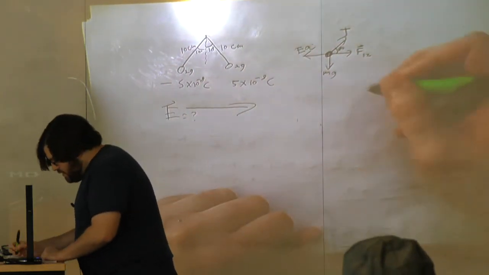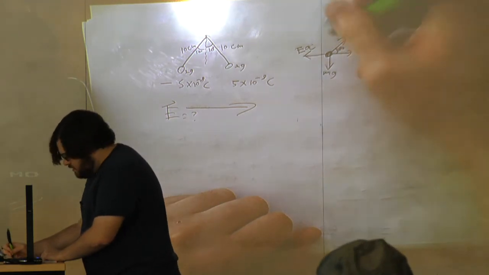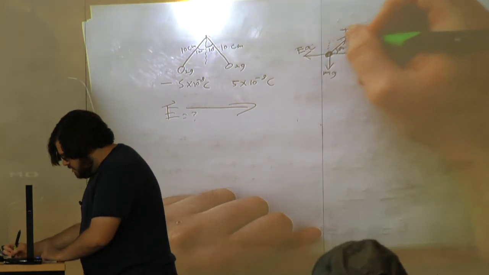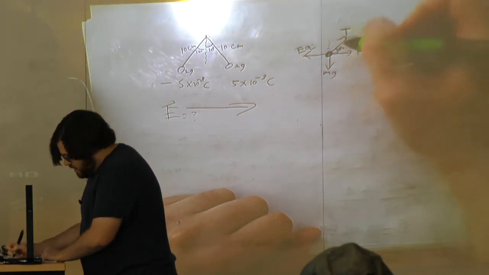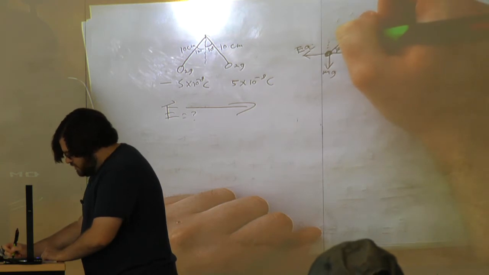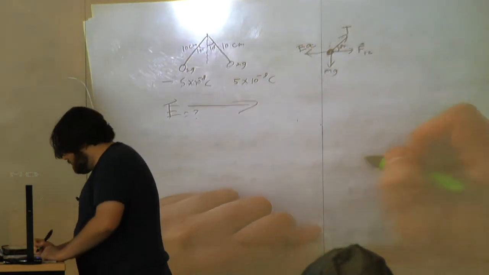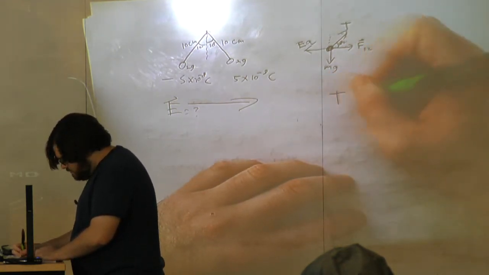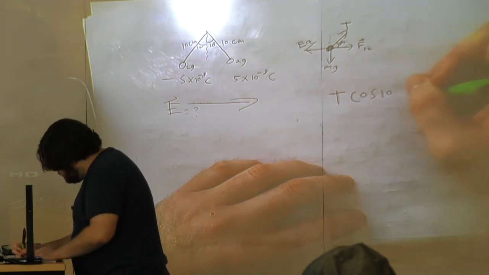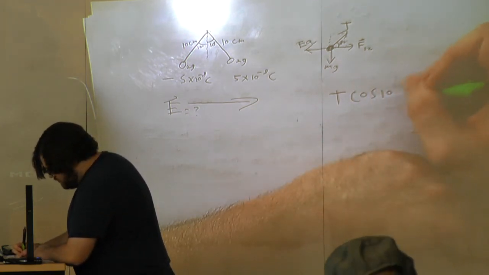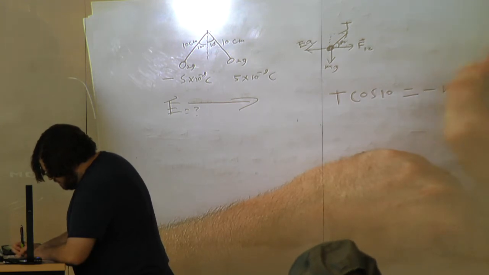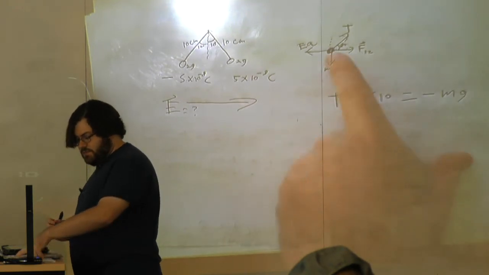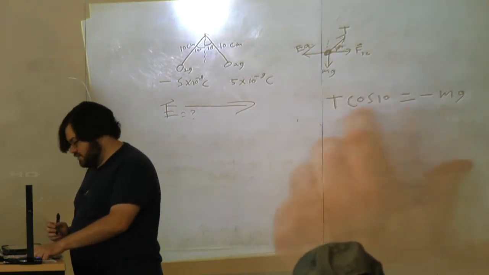So I know that in order to find the upward component of the tension, I can use cosine of 10 degrees or sine of 80 degrees, doesn't really matter. So I'm going to say that T cosine of 10 is equal to negative mg. Okay? So mg is down. The upward component of the tension is up. They're going to cancel each other out.